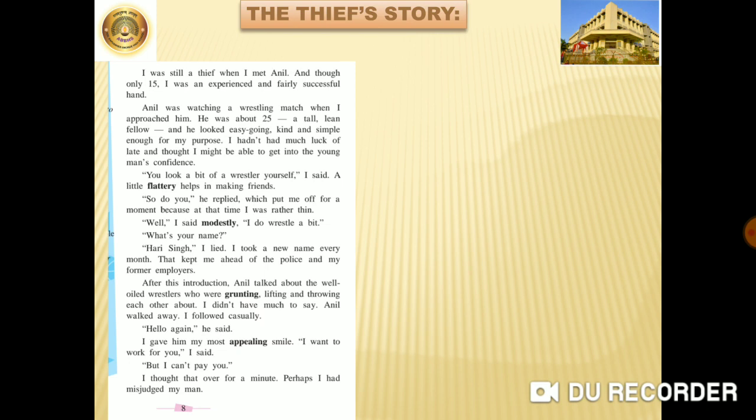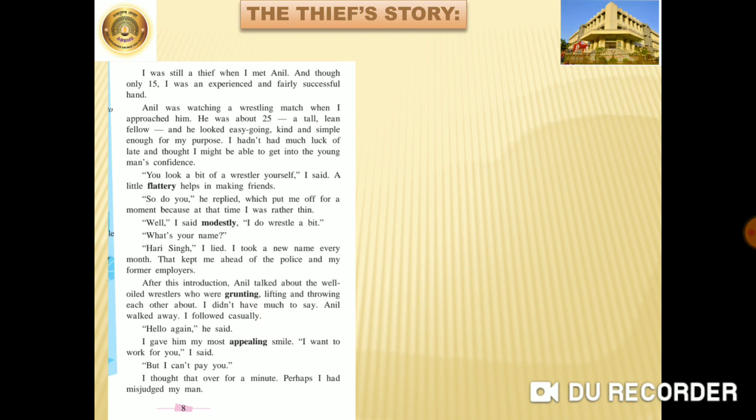So, page number 8. I was still a thief when I met Anil. Here the narrator himself is the thief and he's narrating the story. The second character here is Anil. So there are basically two characters, Anil and the thief.